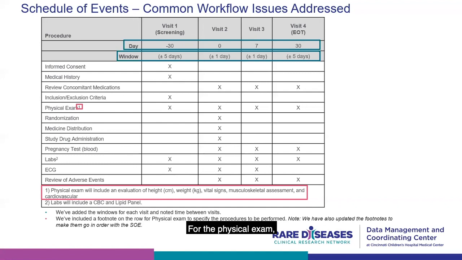For the physical exam, by including a footnote, we concisely explain what will be included so everyone on the research team is aware and conducts the exam, including all necessary elements. In our example, the exam includes height, weight, vitals, a musculoskeletal assessment, as well as a cardiovascular component. Also note that as we updated the footnotes, we put them in order rather than leaving them jump around. So you can see physical exam is now footnote 1.